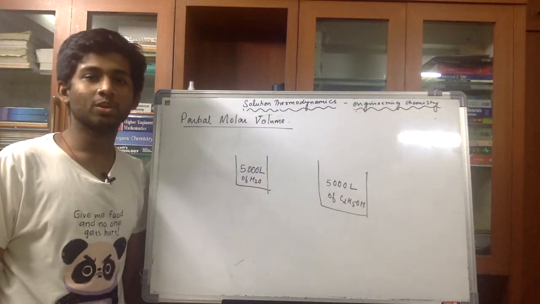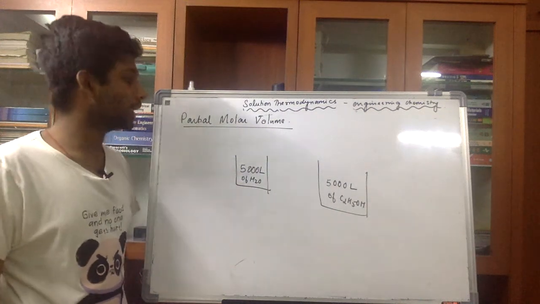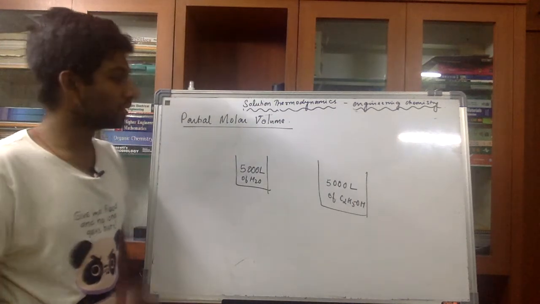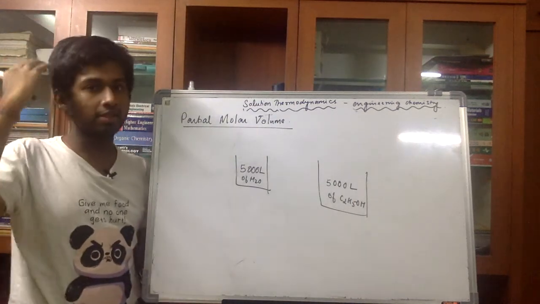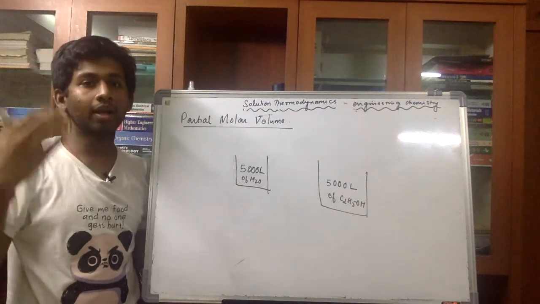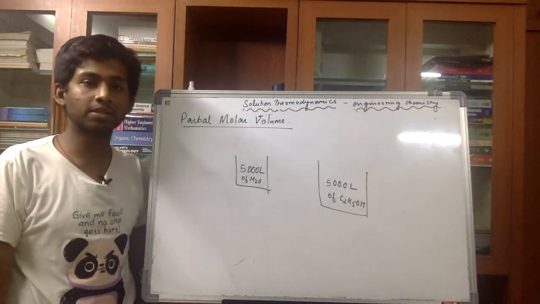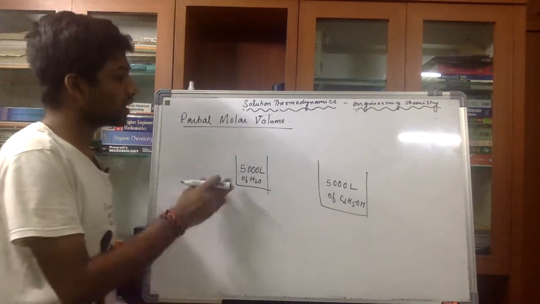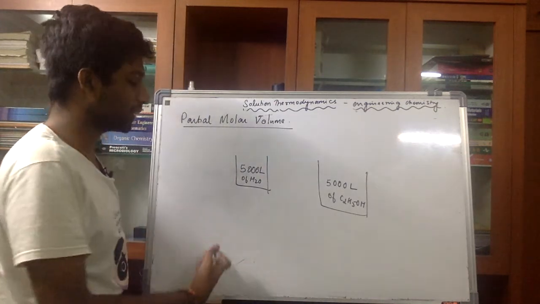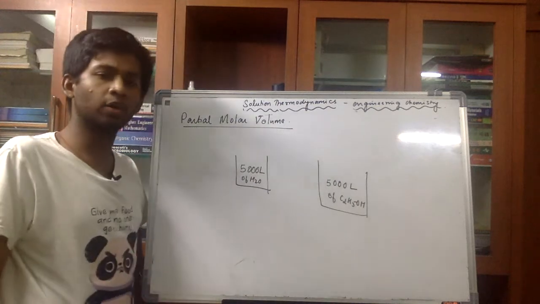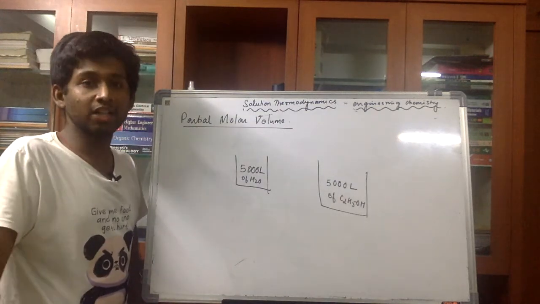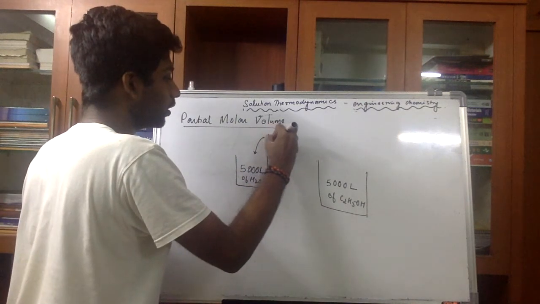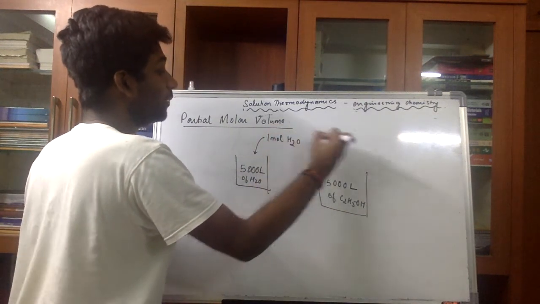Hey guys, so now in this video we'll be doing partial molar volume. To start with, we'll have an experiment which helps us understand the need for partial molar volume. First I'm taking 5,000 liters of water and 5,000 liters of C2H5OH, or let's consider a very large amount, and then add 1 mole of water in both the cases.